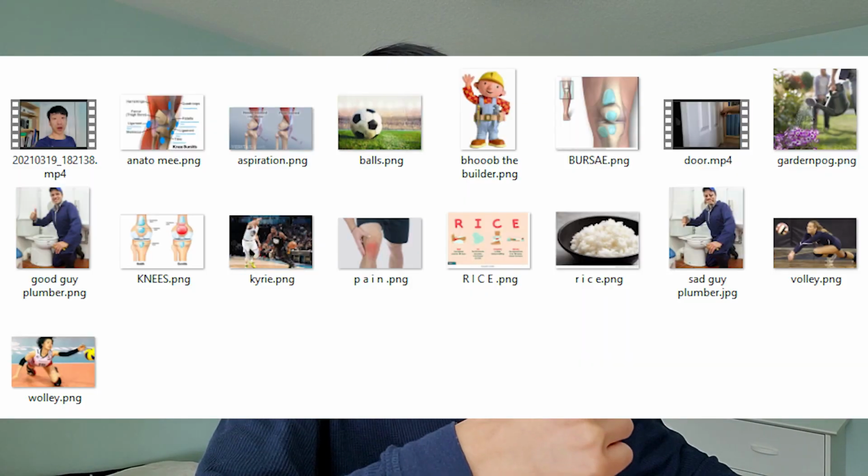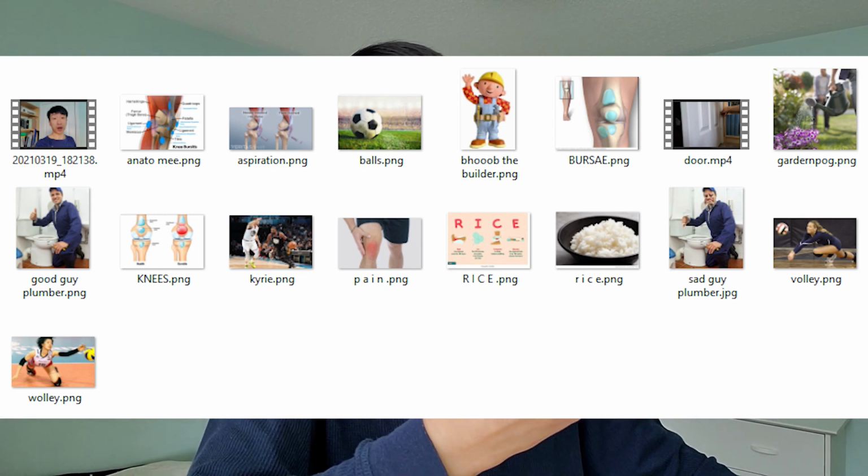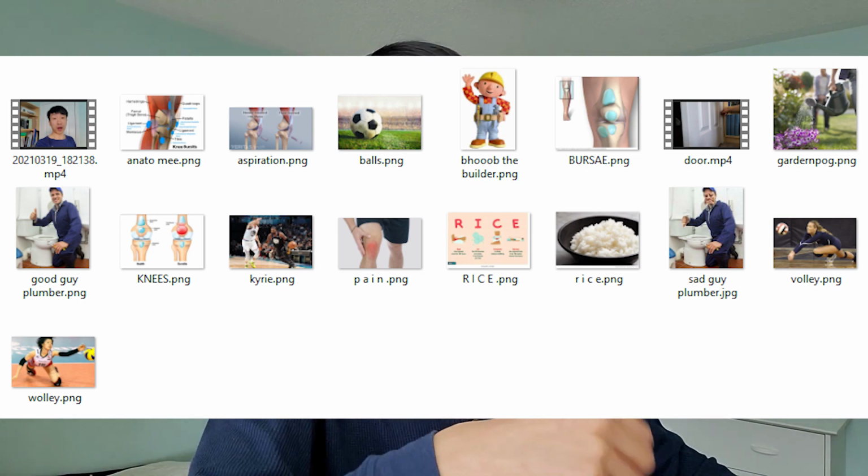I had a picture of a volleyball player, a picture of another plumber, a picture of a construction worker, but I just don't think that was relevant. I also had a picture of a soccer ball. I don't know, for the athletes that get bursitis. But, yeah. Don't want to be sending pictures of rice out here.